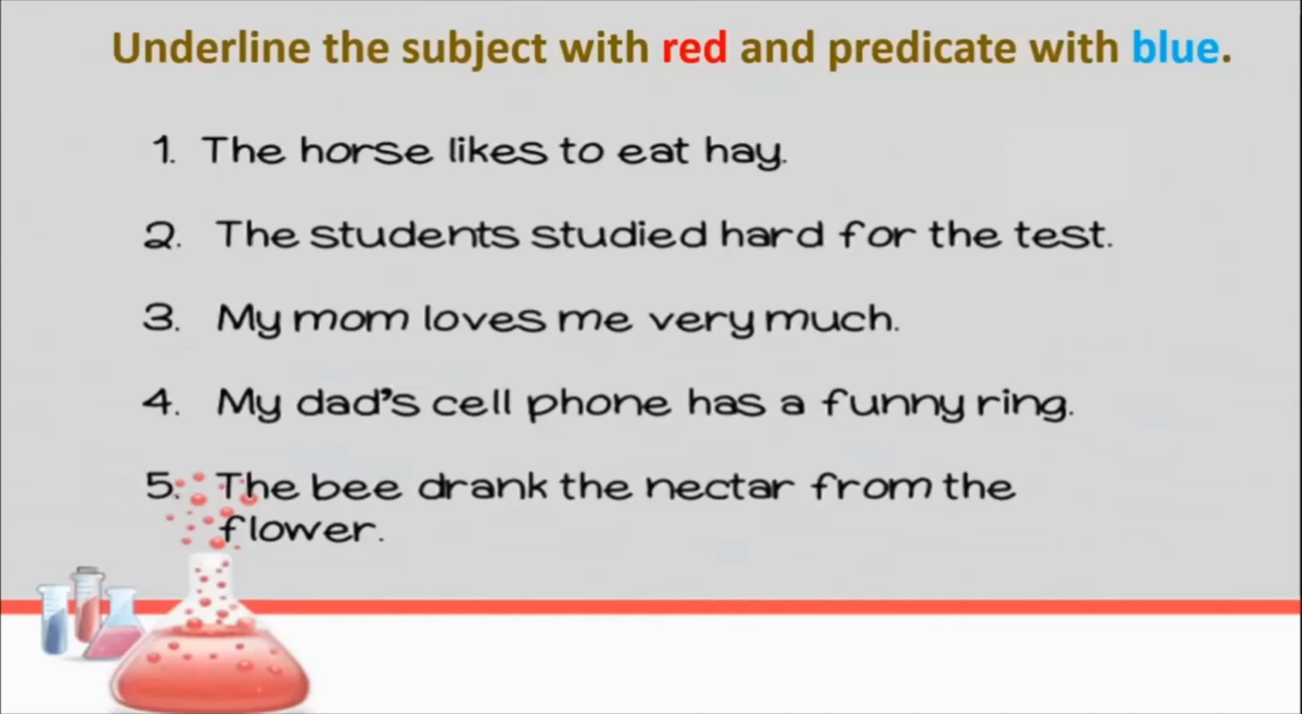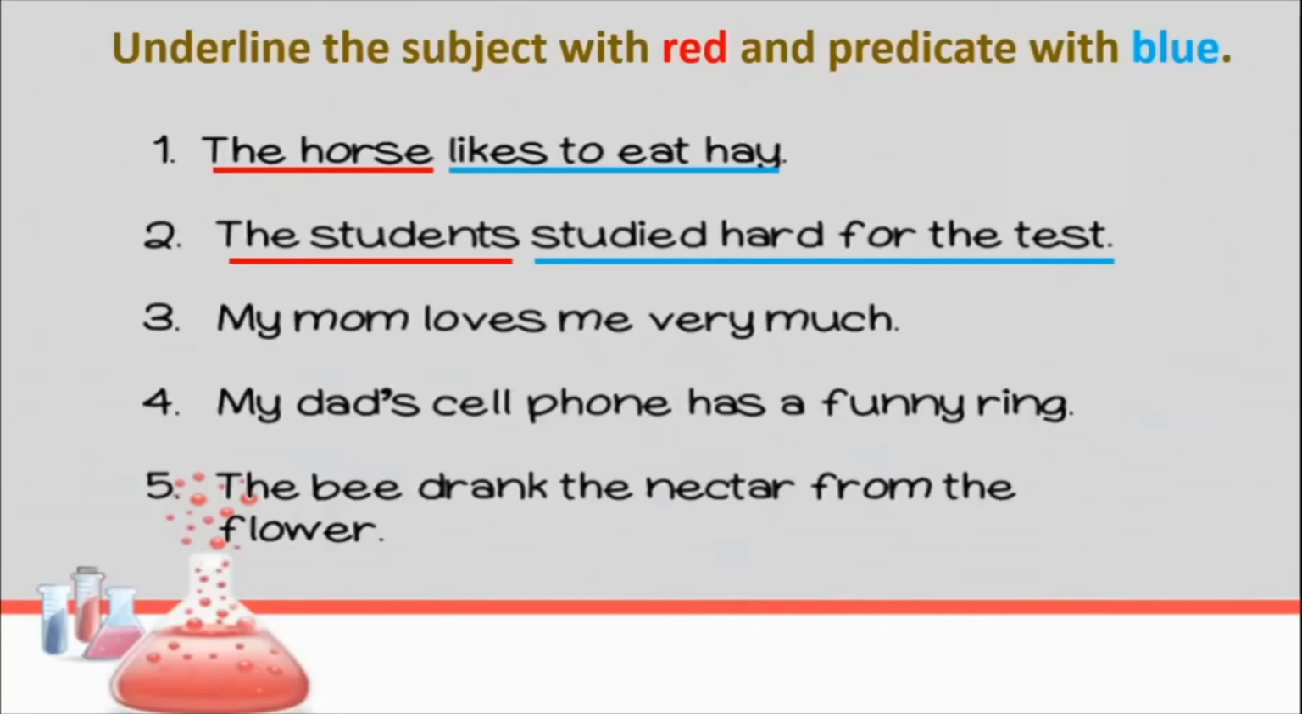So the first sentence is: the horse likes to eat hay. So the horse is the subject and of course likes to eat hay is the predicate. So hope you got this one right. Then you have: the students studied hard for the test. So the students who studied hard, the students, what did the students do? They studied hard for the test. So that is the predicate.